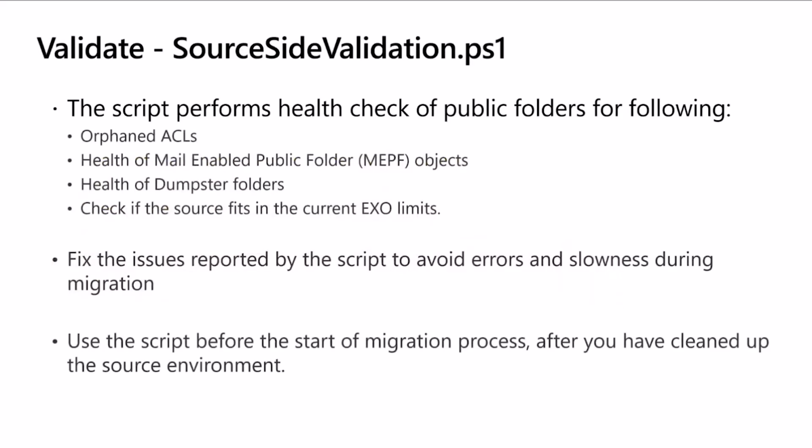Following are major causes for migration slowness or failures: barnacles, mail-enabled public folders not in good shape, health of the dumpster folders, source exceeding limitations like folder depth increasing, etc. The source-side validation script was developed to analyze the on-premises public folder deployment and report the issues found along with the guidelines to fix the issues.